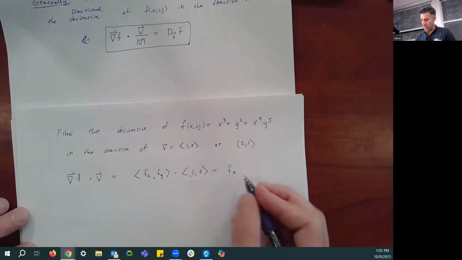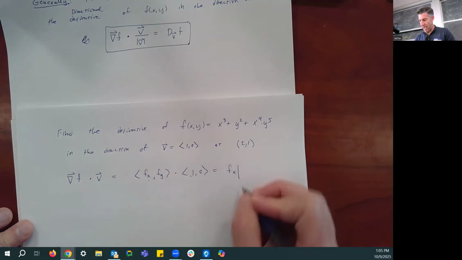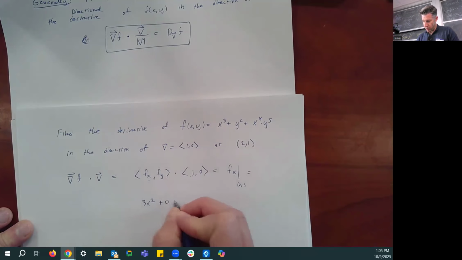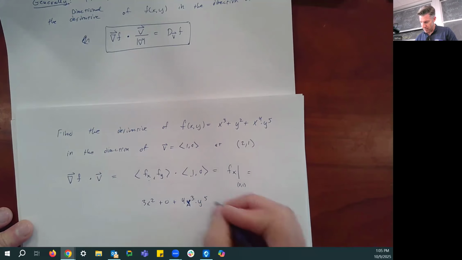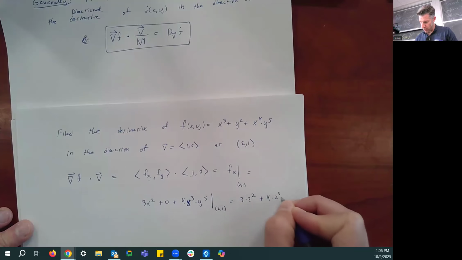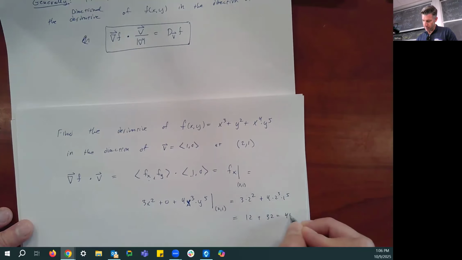So here we would just end up getting it equal to, once again, it's going to be evaluated at 2 comma 1. So we're going to get 3x squared plus 0 plus 4x cubed times y to the fifth. That's an x, believe it or not. Evaluated at 2 comma 1. So we get 3 times 2 squared plus 4 times 2 cubed times 1 to the fifth, which is something gross. I don't know. It's 12 plus 32, which is 44.